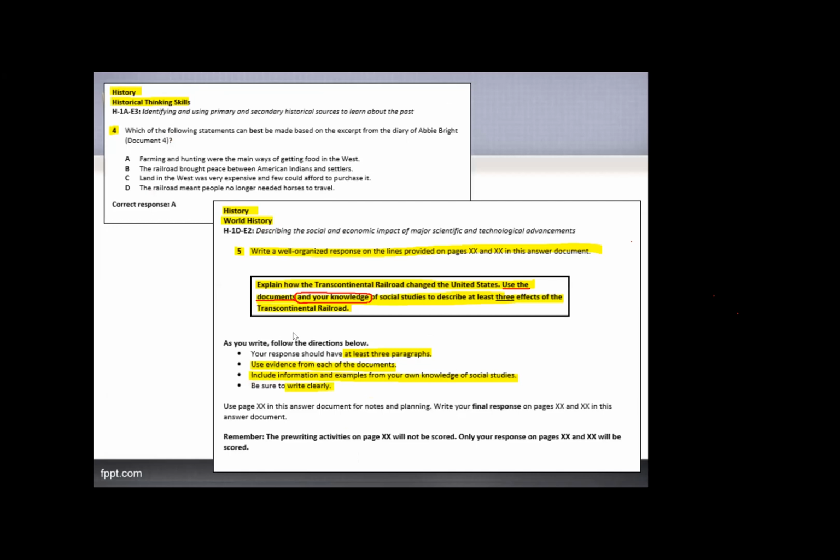So again, when we start looking at the test, you're going to have different items that they're going to have to pull information from. You can see here in one of these examples is using the document and your knowledge. A lot of times they're going to ask for you to not only provide your own opinion, but to back it up using the documents provided. And that's something that our students are very, very well practiced on. They know that they need to support their opinion with the information from the documents in front of them, and they do a good job of that overall.